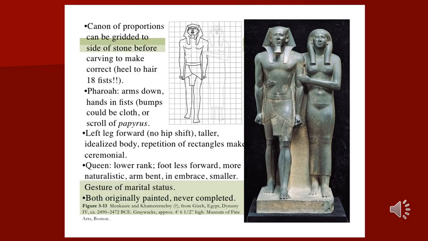The representation of the pharaoh and the queen at this time of the Old Kingdom would be done with a very stiff pose, in stride. You can see the left foot is extended, but without a hip shift, facing forward. We know it's a marital pose because the woman has her arm around the man. The fact that her feet are more parallel, or just one foot slightly forward, shows her to be of a lower rank, where the pharaohs are usually shown in this kind of striding, more powerful position.